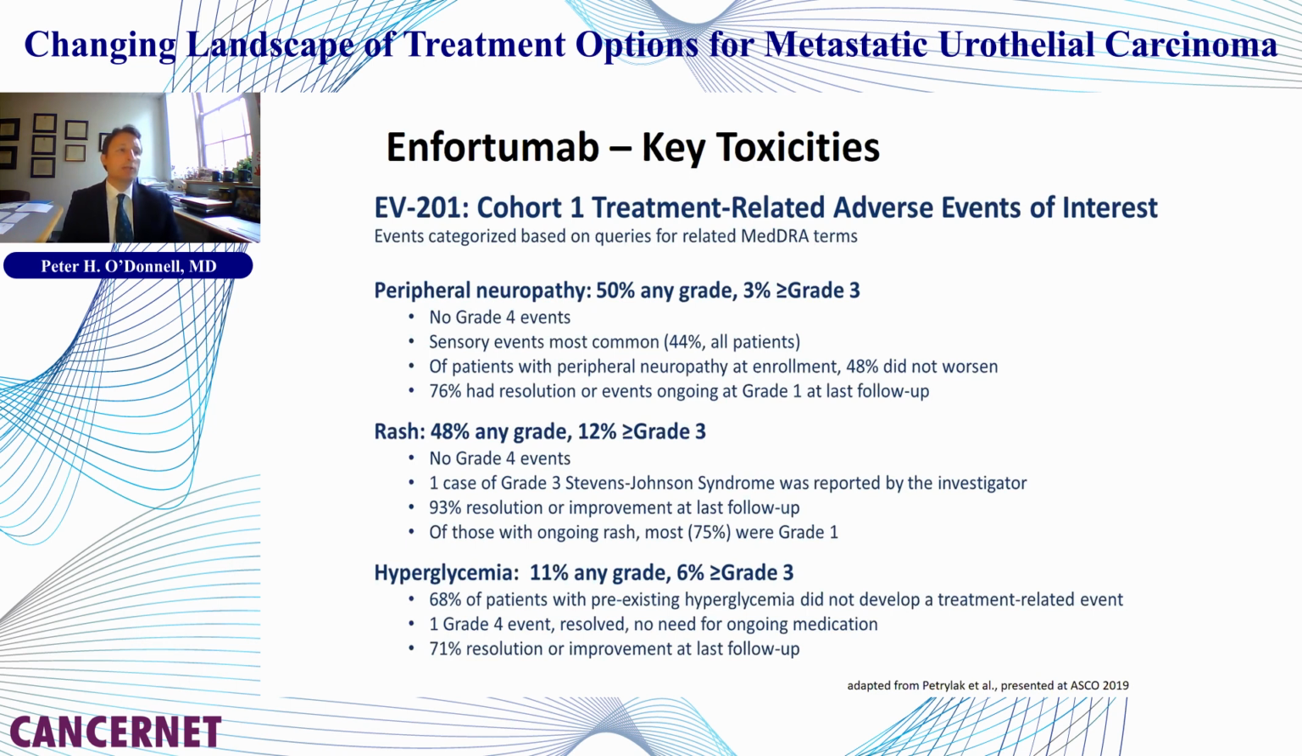The second toxicity I want to expand upon a little bit is the rash. Patients have multiple different types of rash here with this drug. You can see it was about half of patients having any grade, with 12% having grade 3 or higher rash. There was one case of a grade 3 Stevens-Johnson syndrome that was reported by the investigator. But in general, the rash here is a maculopapular rash. In many of my patients, it looks like a bad sunburn, in fact.